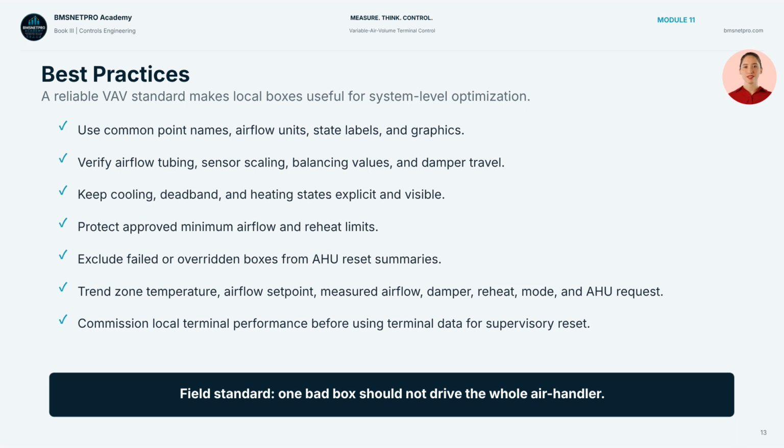Best practice begins with standardization. Use common point names, airflow units, state labels, graphics, alarms, and commissioning forms. Verify airflow tubing, scaling, balancing values, and damper travel. Make cooling, deadband, heating, standby, and fault states visible. Protect approved minimum airflow. Exclude failed boxes from AHU reset summaries. Commission the terminal locally before using its data for supervisory optimization.